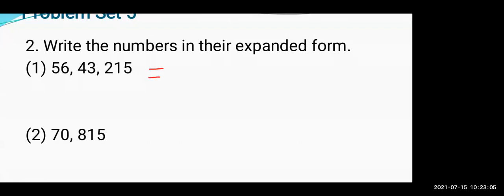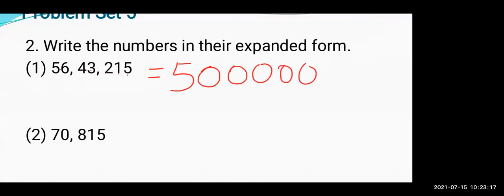So 5 you will write, and after 5 there are how many numbers? 1, 2, 3, 4, 5, 6. So you will put 6 zeros in front of the number 5, because 5 is in the place of 10 lakh. So you will write 5 times 10 lakh, which is 50 lakh. Clear? Now next, plus sign.